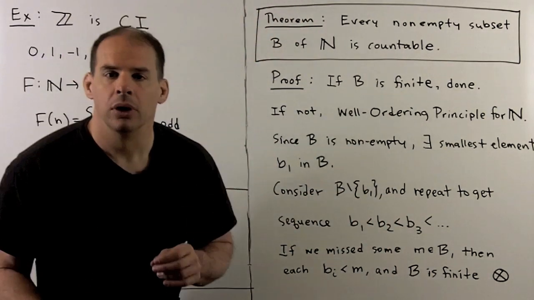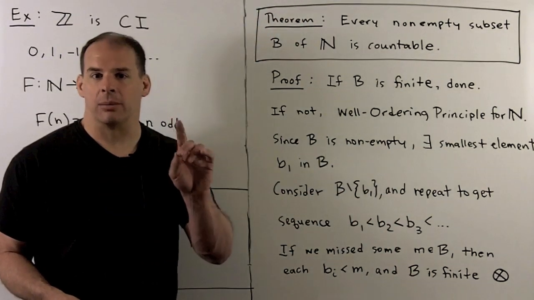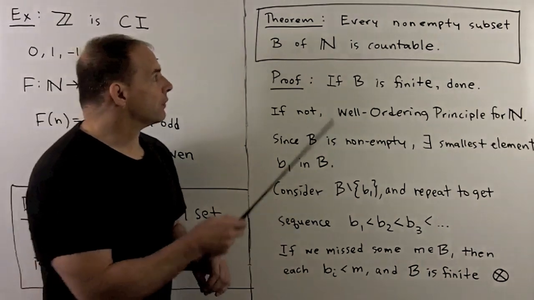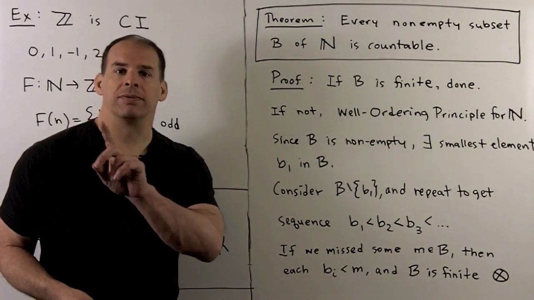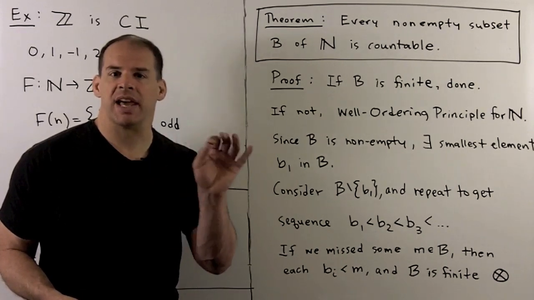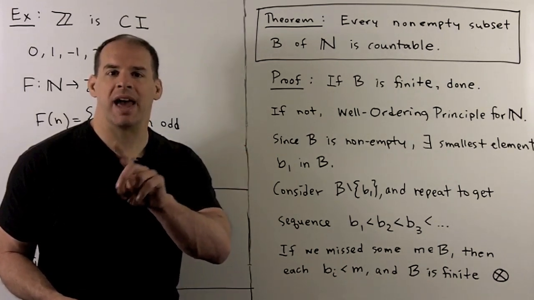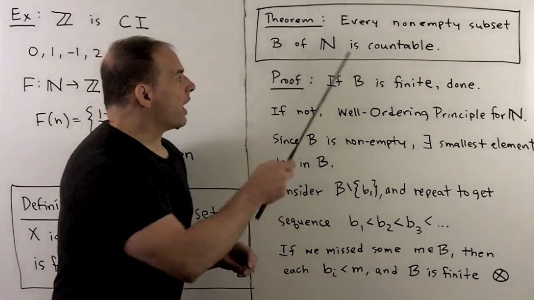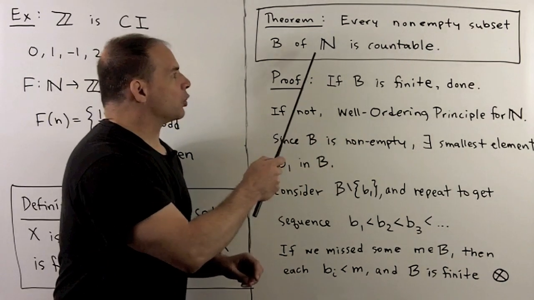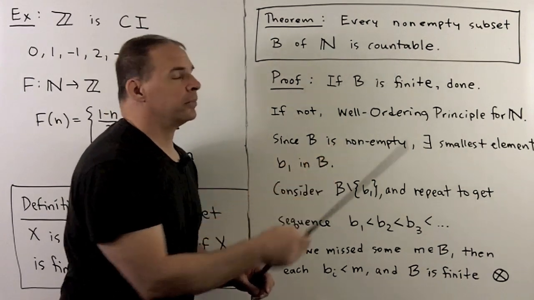For now, we want to develop properties of countable sets. So first, we have a theorem. It's going to be the analog of the statement for finite sets, which would be: if a set has n elements, then every subset has less than or equal to n elements. So every non-empty subset B of the natural numbers is countable.